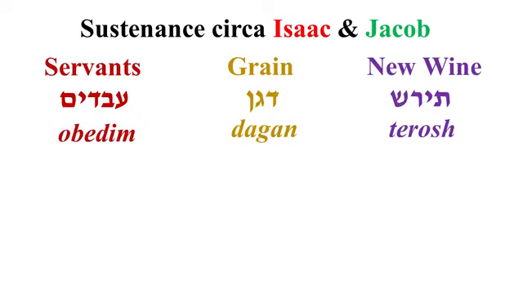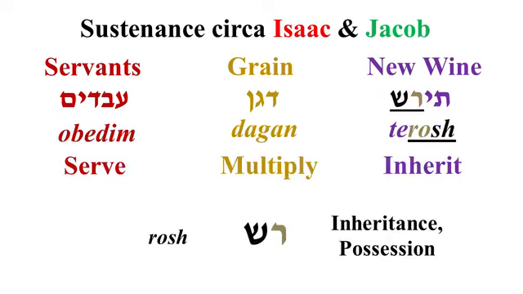But this word for new wine is terosh. It's a tav, yod, resh, shin. And what he is giving here, this new wine, is representing an inheritance or possession. Terosh, new wine, represents the inheritance. He also gave him servants and grain, which represented servants, obadim, and a multiplying wealth in the grain.